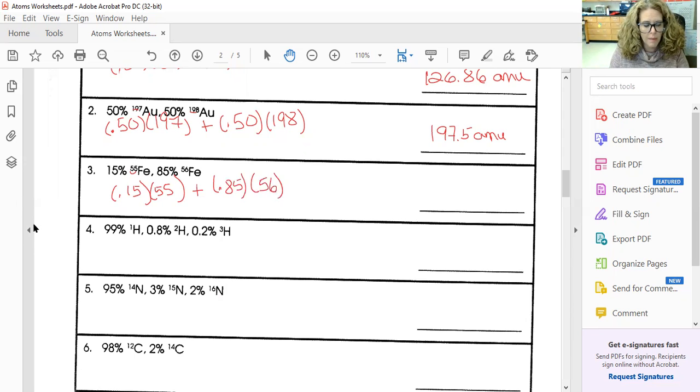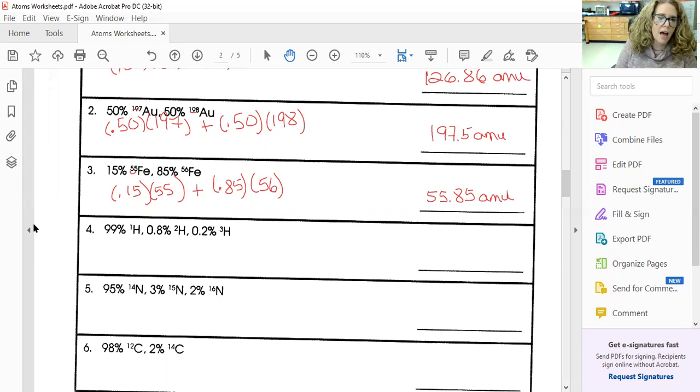When I do this math, I come out to be 55.85 atomic mass units. This is the average mass of these two isotopes together. Remember, it's a weighted average because the sample has different percentages of the different mass numbers.